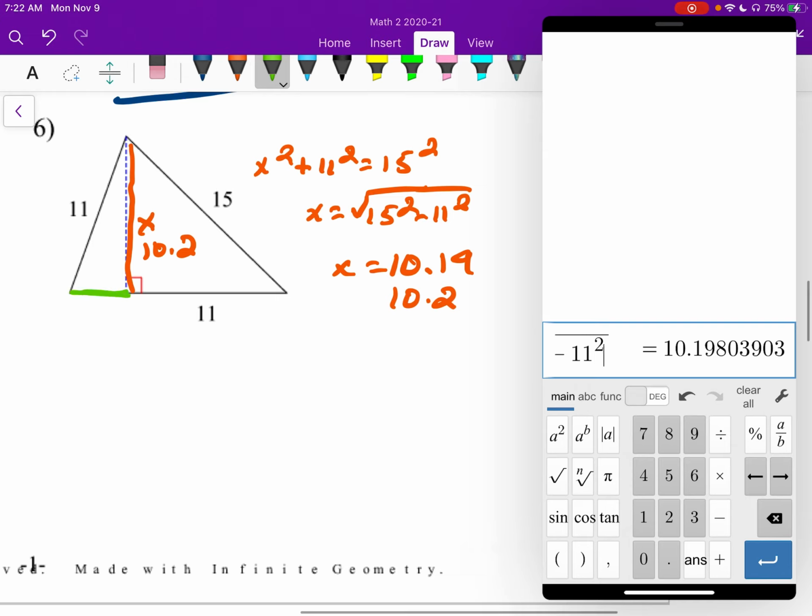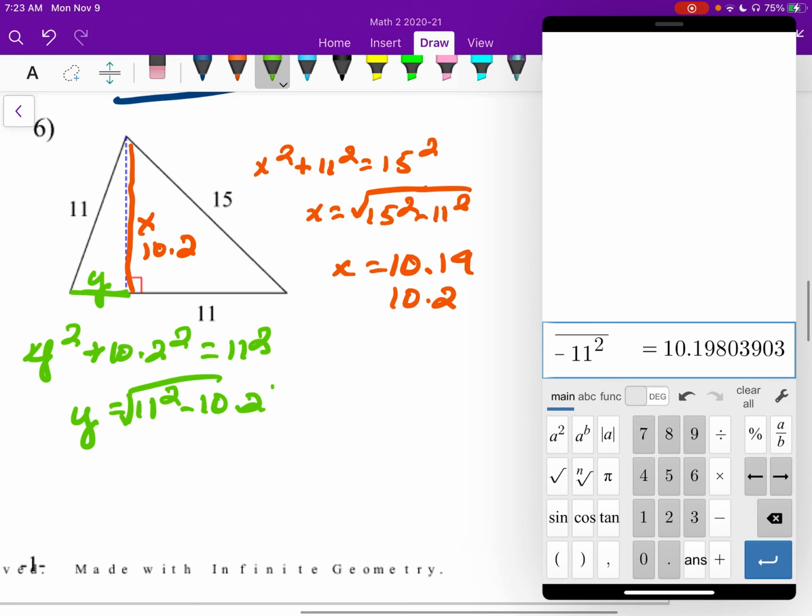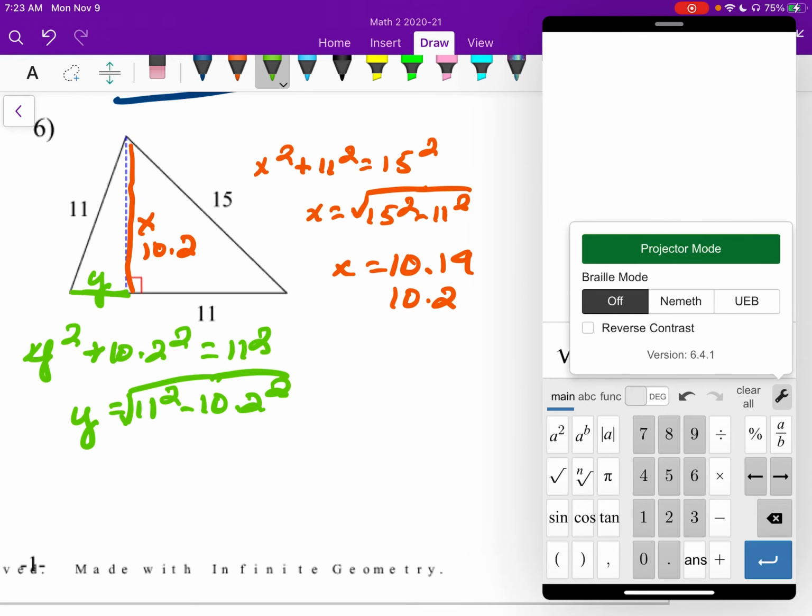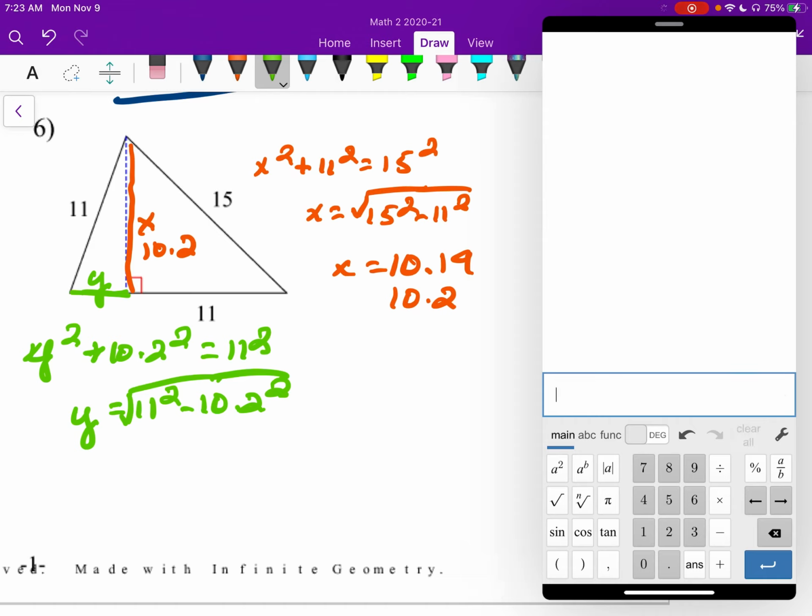All right, to find the base there, I'm going to say, well, we'll call it y. Y squared plus 10.2 squared equals 11 squared. So y equals root 11 squared minus 10.2 squared. Let me see if I turn off projector mode. Maybe that'll make it work better. Root 11 squared, oops, that's not what I wanted, minus 10.2 squared. Y is going to be 4.11. So right here is 4.11.